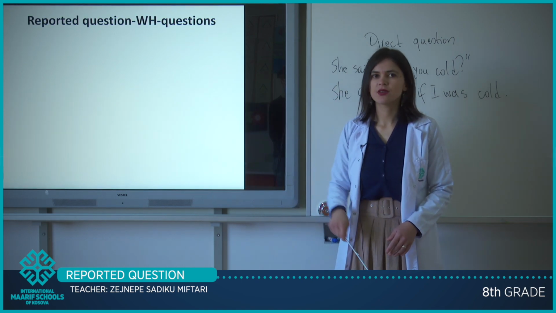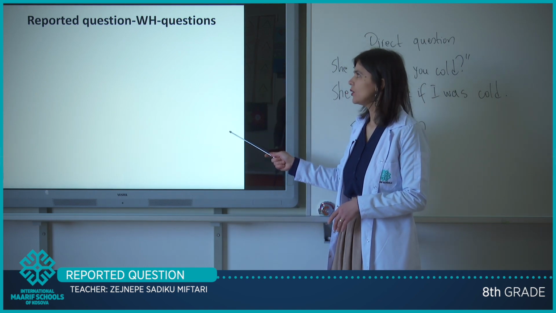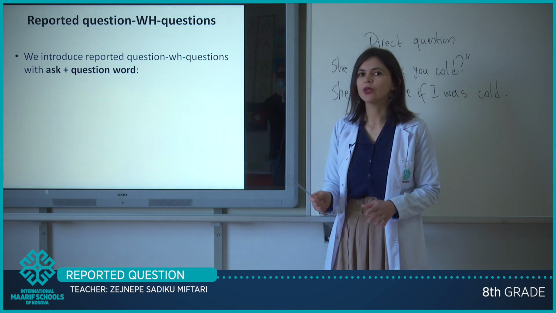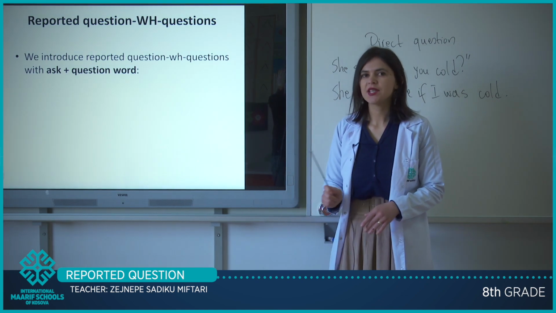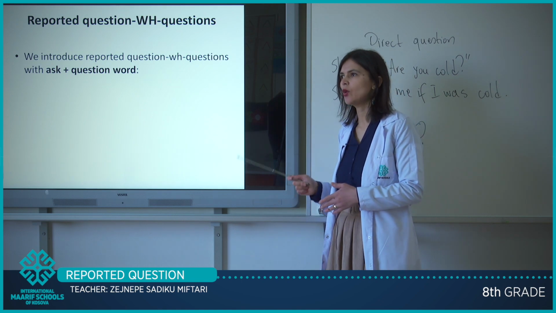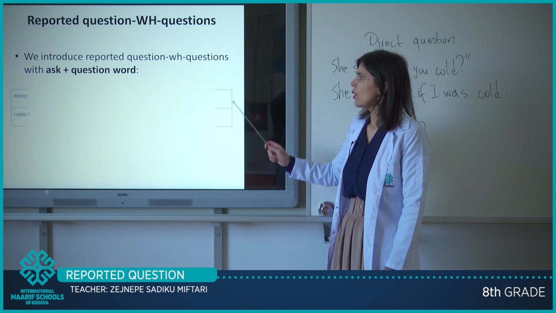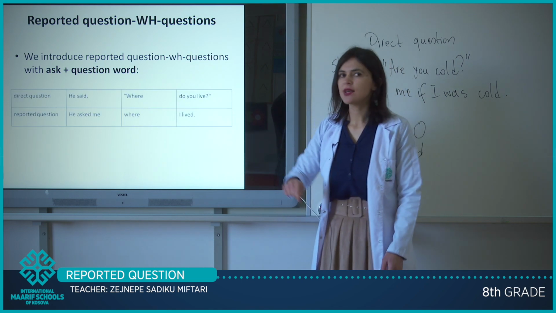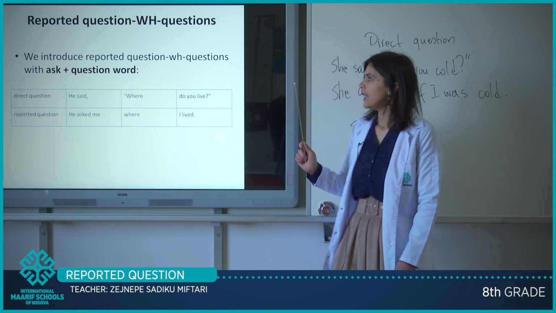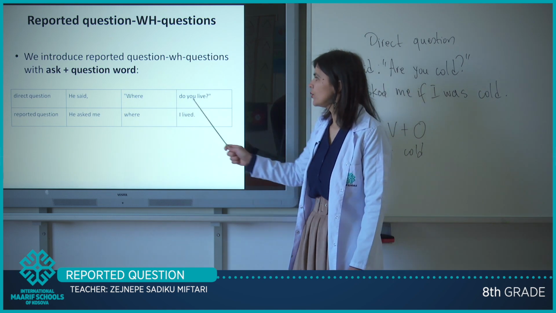So this is the second group. The first one was yes/no questions. The second one is reported questions, so WH questions. As we know, WH questions are who, what, when, why, where. We introduce reported questions by adding ask plus the question word. If the direct question in this case is, he said, where do you live?